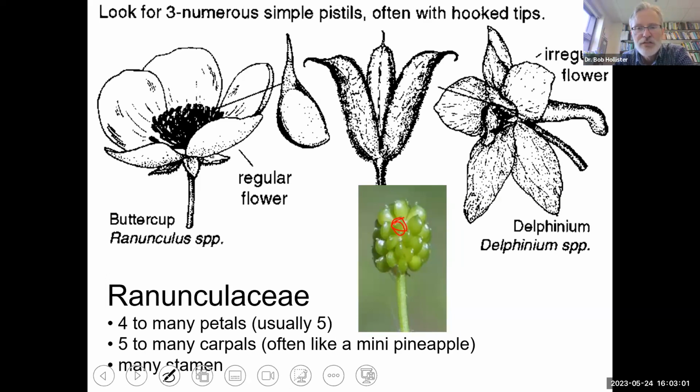So lots of unfused carpels, and they look kind of like a pineapple to me. So 5 to many carpels. That's kind of the characteristics that I go with. And that's not like the greatest characteristic in the world, but these tend to just look pretty distinct once you get an eye for it. Okay.